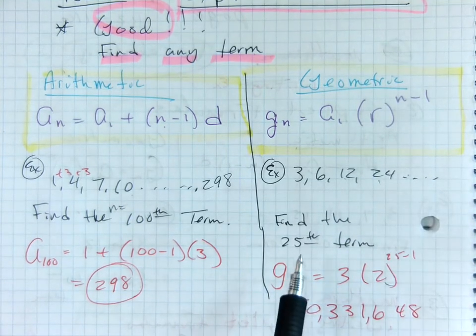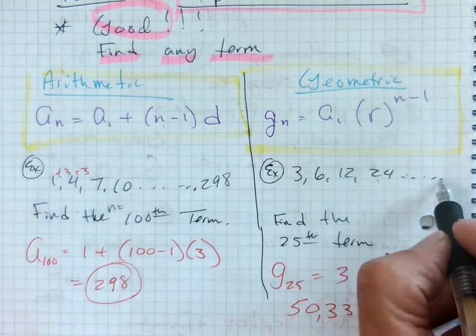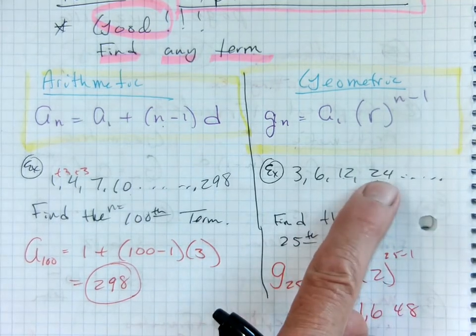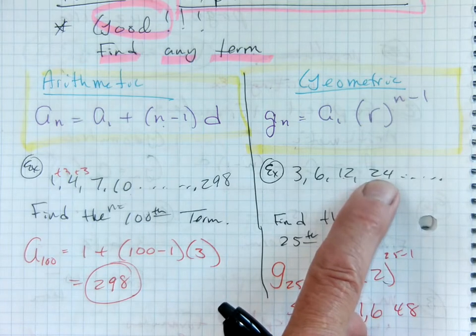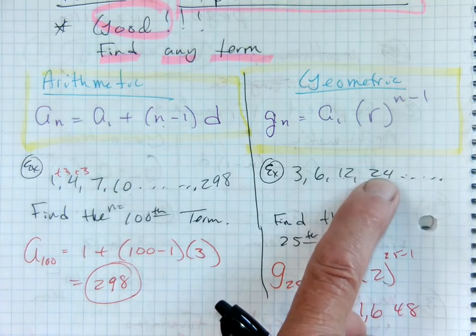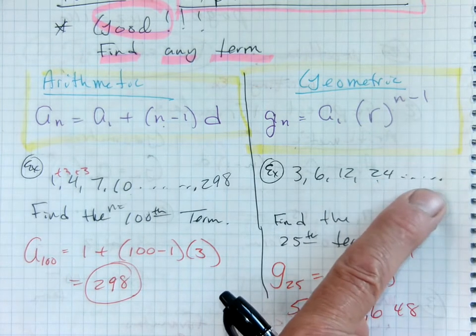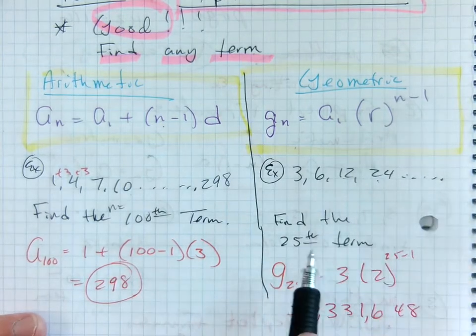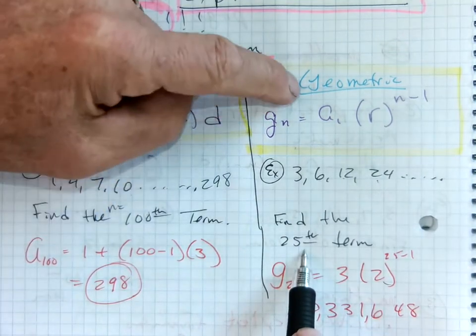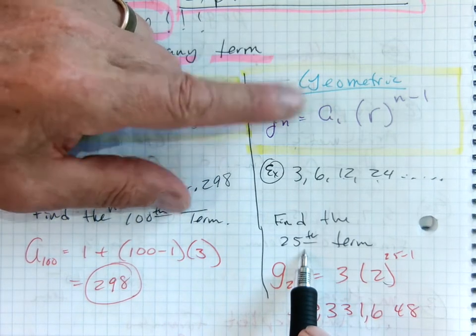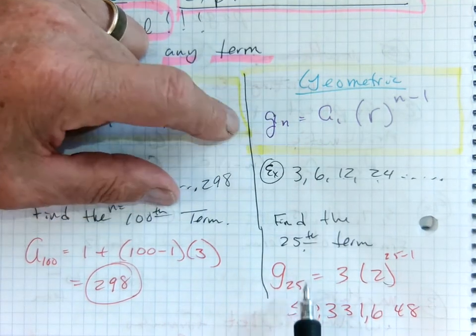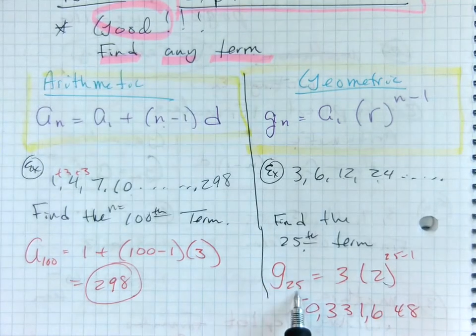If I want to make the 25th term, I could continue to make this: 48, 96, 192, and anyways, it gets bigger and bigger and bigger. Too big for me. I'd like to jump all the way to the 25th term by using my formula. How does my formula work? I want the 25th term, so I want g of 25. What is the 25th term?